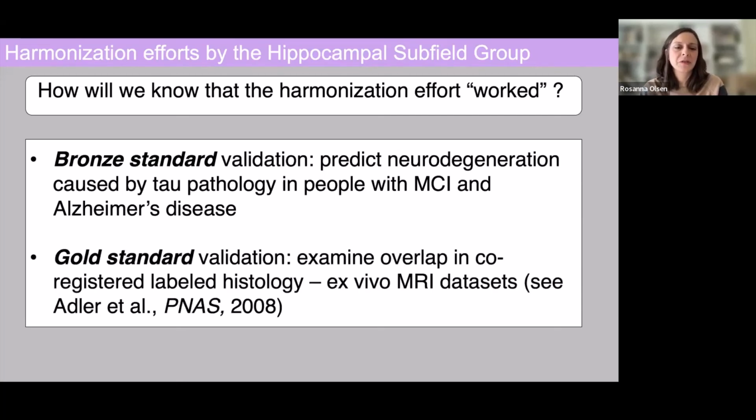Another way is to look at labeled histology that is co-registered to ex vivo MRI. We're very fortunate that such data sets exist and are publicly available. Paul Yushkevich, our collaborator, and this paper by Adler and colleagues in PNAS in 2008 was one of the first to use this technique. They collected a number of post-mortem brains with labeled histology co-registered to very high resolution ex vivo MRI. This is a publicly available data set, which is great, and hopefully something similar could be developed for the thalamus.